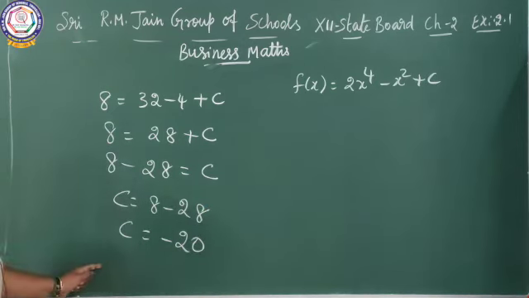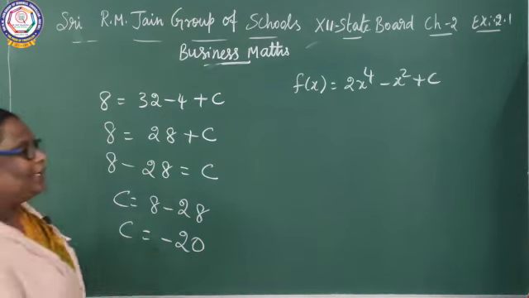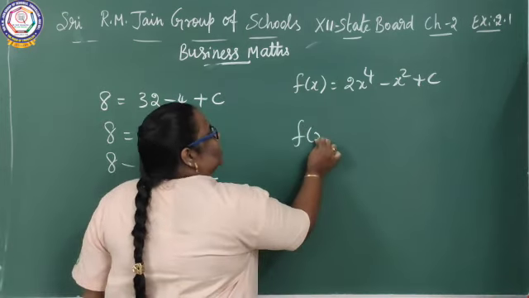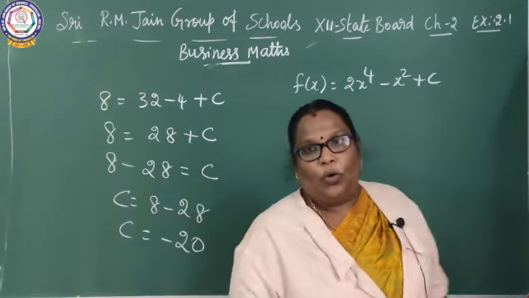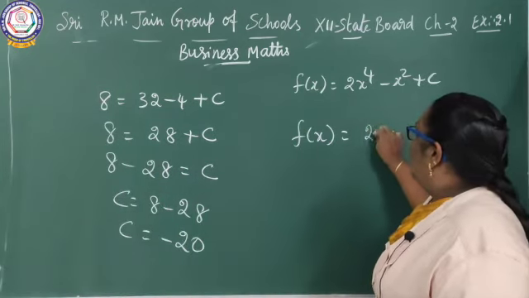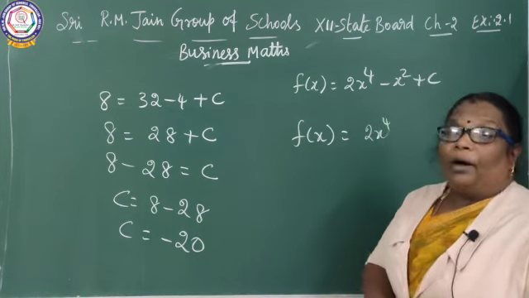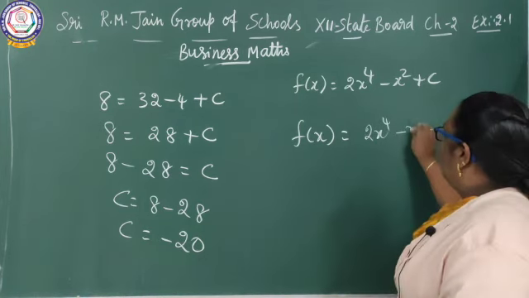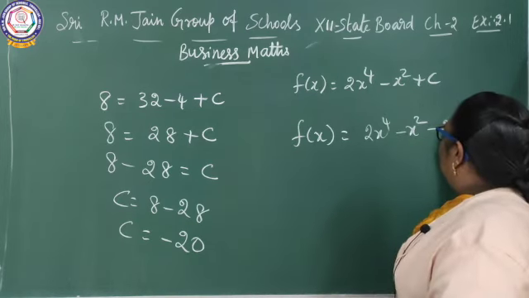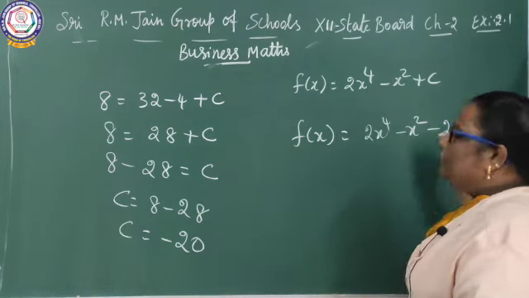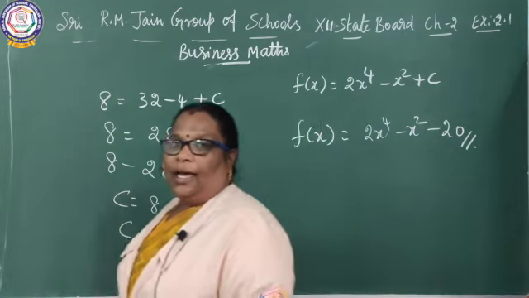Now you substitute the value of c in f of x. So what is f of x? f of x equal to 2x power 4 minus x squared, minus 20, since c equal to minus 20. So this is the answer.